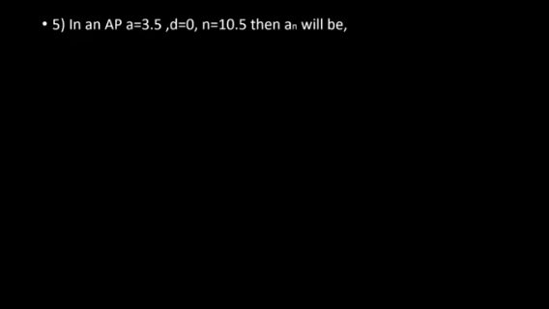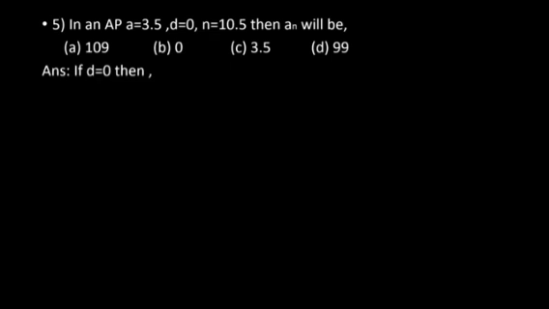Fifth one, in an AP, a is equal to 3.5, d is equal to 0, n is equal to 10.5, then an will be. Options are 109, 0, 3.5, 99. You can observe here the d value they gave is 0. In the formula an is equal to a plus n minus 1 into d, if we apply d is equal to 0, then the n minus 1 term also becomes 0 because it multiplies with d. Then what is left over? a only is left over.